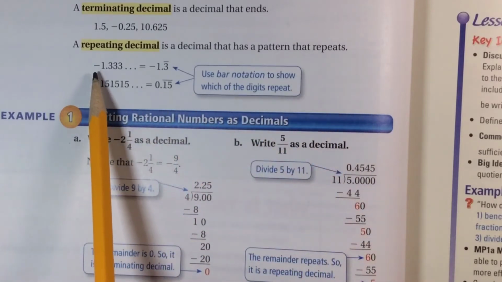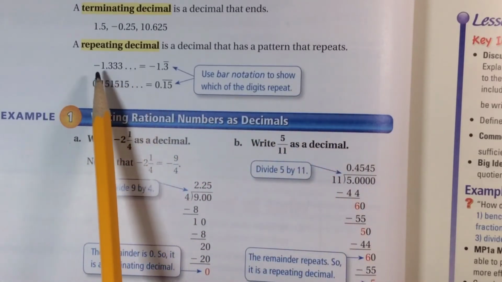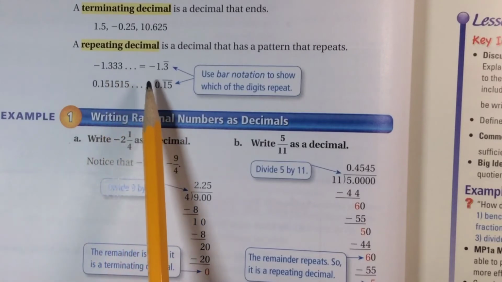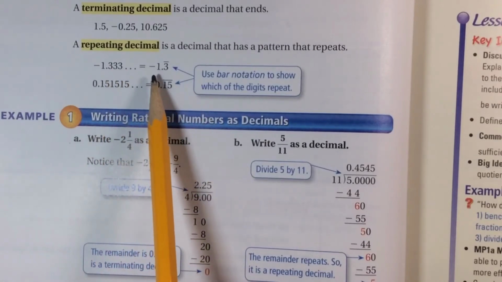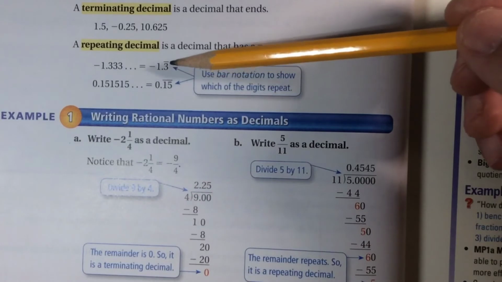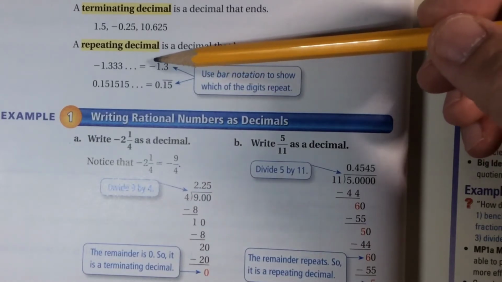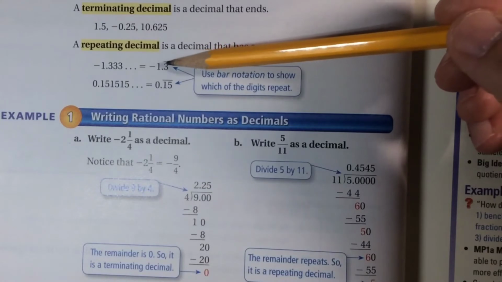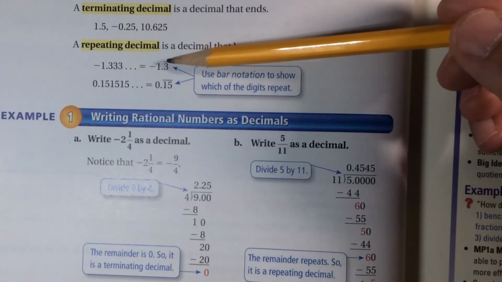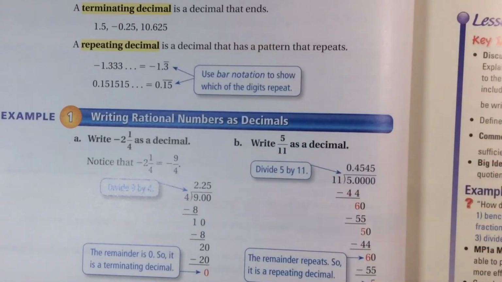For instance, negative 1.3 repeating, negative 1.33333 forever. We show negative 1.3 with that little bar over the 3, which means the 3 keeps repeating. Notice the bar doesn't go over the 1 as well. In fact, the bar should never go over that decimal, okay? It's always behind the decimal.